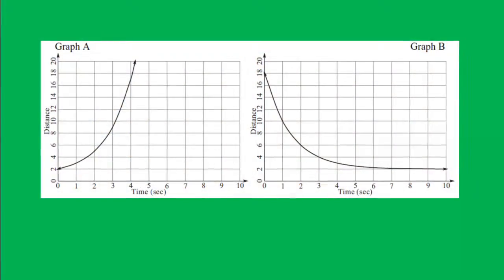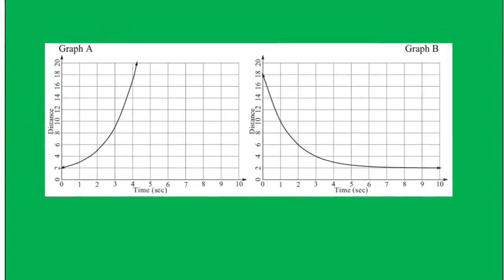The real-life example for graph A would be walking over to watch TV, watching a show, and then getting up to go get a drink. To make graph A, you have to start closer to the sensor and walk at a faster rate over time and walk away from the sensor.